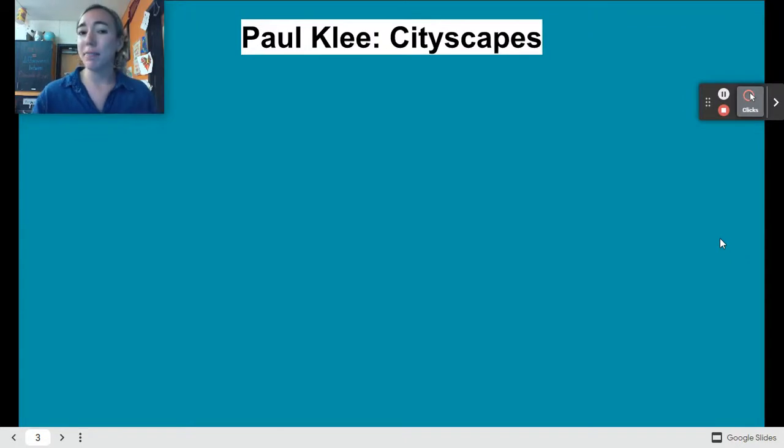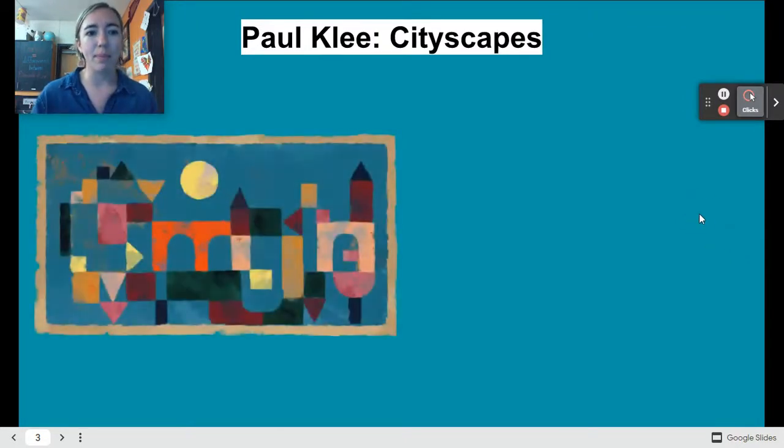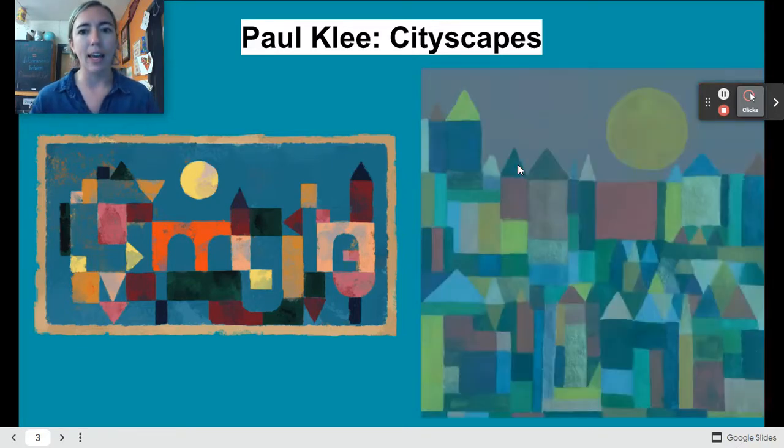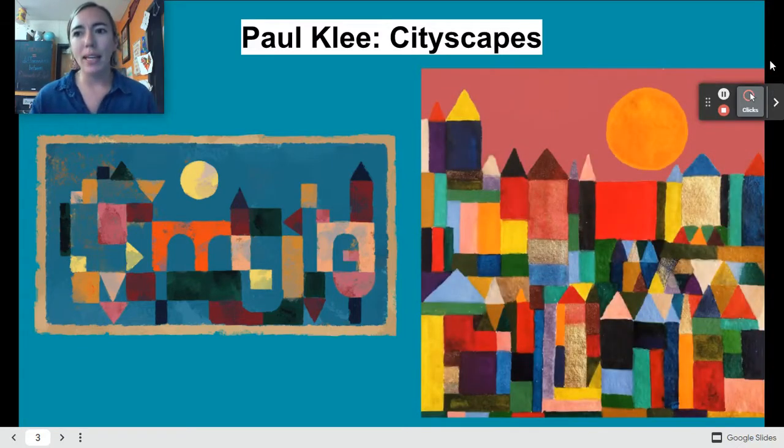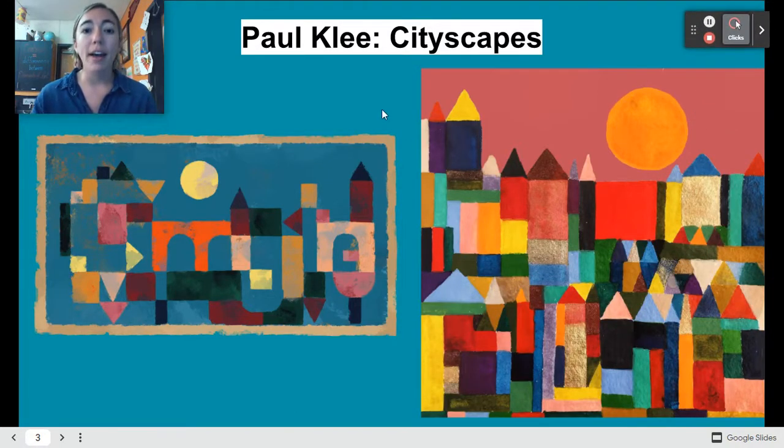And Paul Klee is also very famous for his cityscapes. So here are some examples of his cubist cityscapes. And notice how they are just broken up into shapes. Again, we're seeing that. So a cityscape, what that means is that it's just a picture, a painting, a drawing of a city. So landscape is of land, and a cityscape is of different cities.